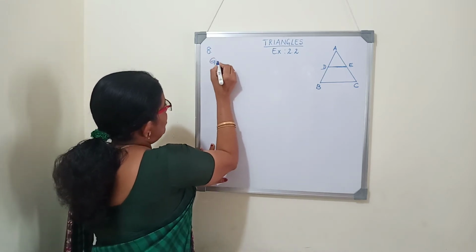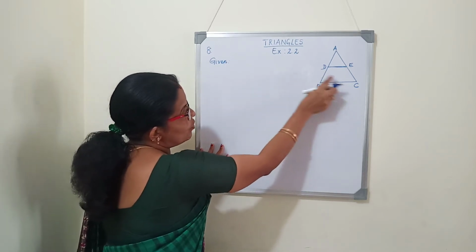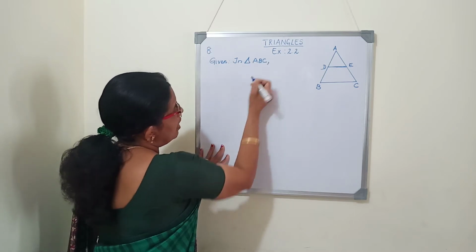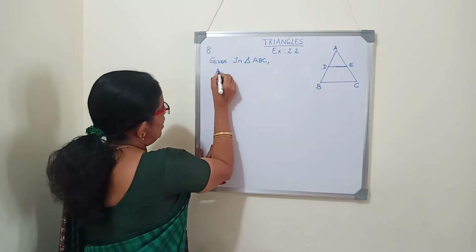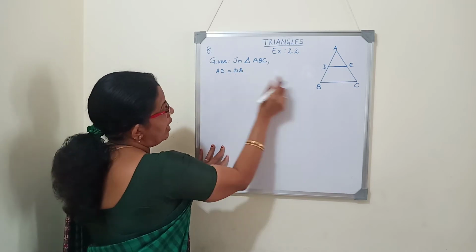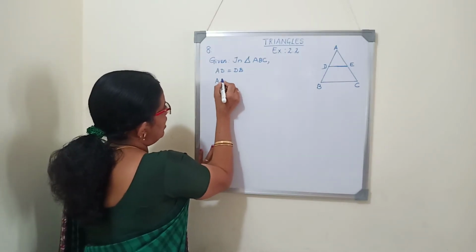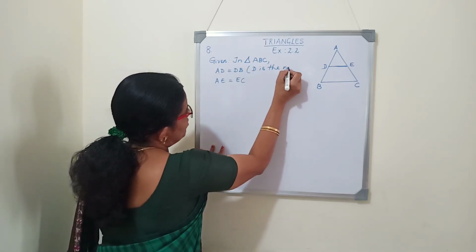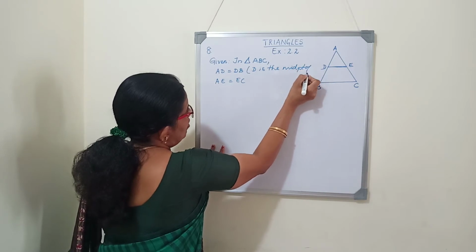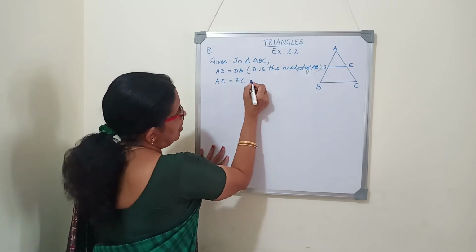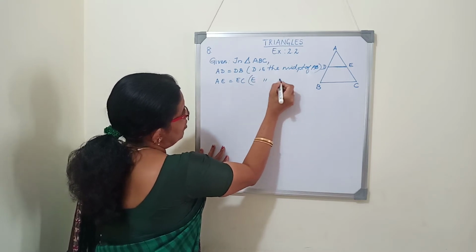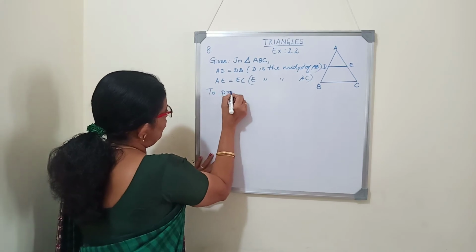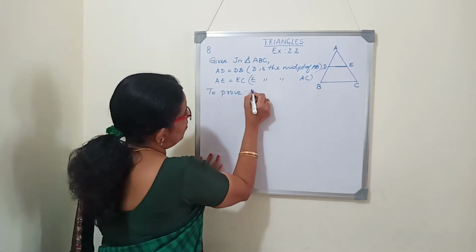So it is given that D and E are the midpoints of two sides of the triangle. So we can write it as in triangle ABC, D is the midpoint of AB, we can write AD equals DB. And E is the midpoint of AC, we can write AE is equal to EC. Here D is the midpoint of AB. And here E is the midpoint of AC. This is given. To prove, we have to prove that DE is parallel to BC.